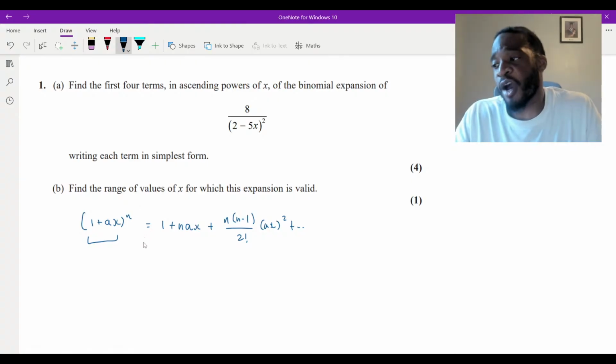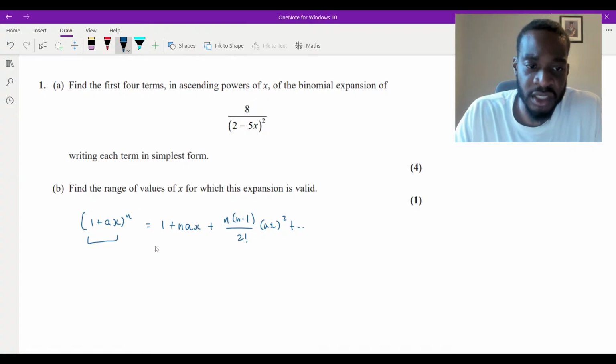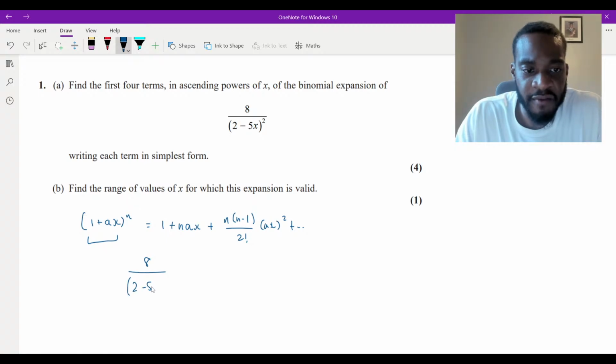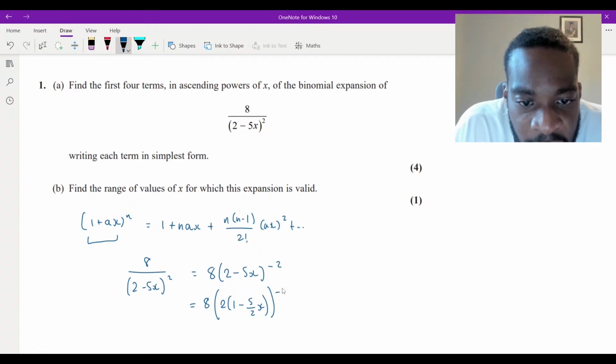So we've got to do a bit of algebra first. I've got 8 over 2 minus 5x all to the power of 2. I can rewrite this as 8 and then bring the denominator up. And remember, we need a 1, so I'm going to take out a factor of 2. It's going to be 1 minus 5 over 2 x all to the power of minus 2.